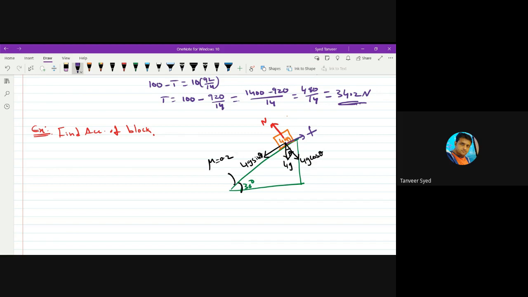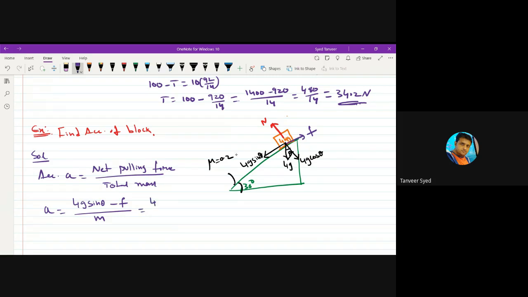Now, acceleration of the block is net pulling force by total mass, same formula. What is the net pulling force here? 4g sin theta is trying to pull it down. Friction is trying to pull it up. So 4g sin theta minus friction will be the net pulling force, divided by mass 4.